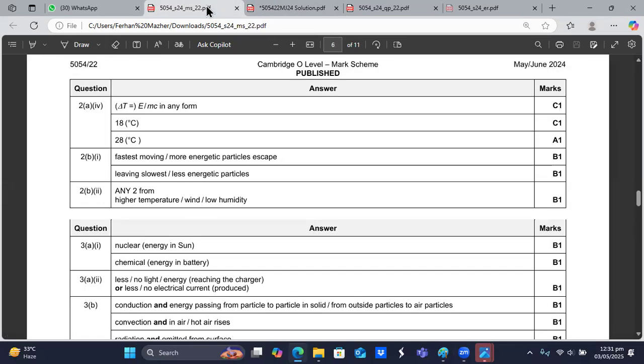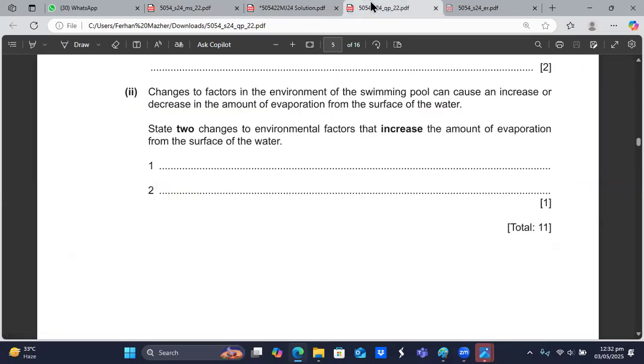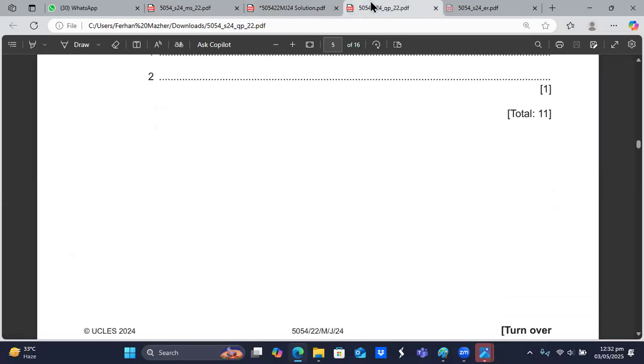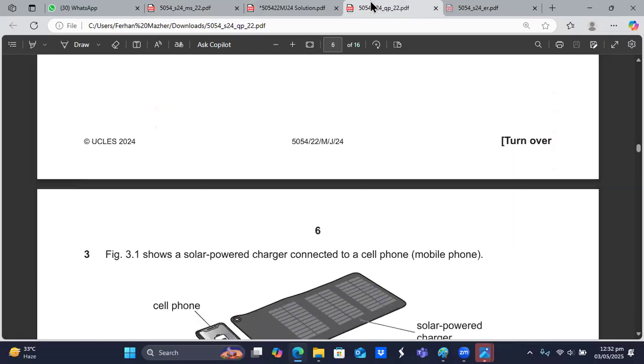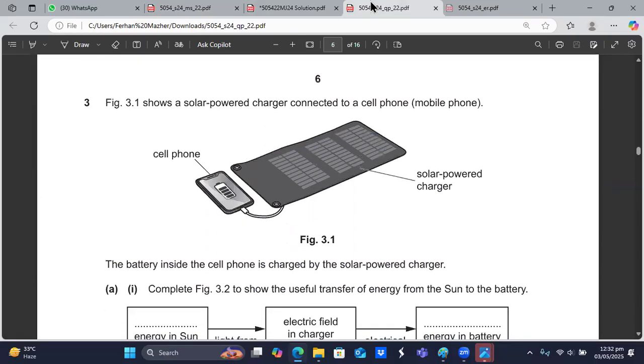So have a look at the marking scheme. He says high temperature, wind, and low humidity. So I hope you understand this statement and question. Okay, so we are going to the next question, and that is question number 3 coming up on your screen.